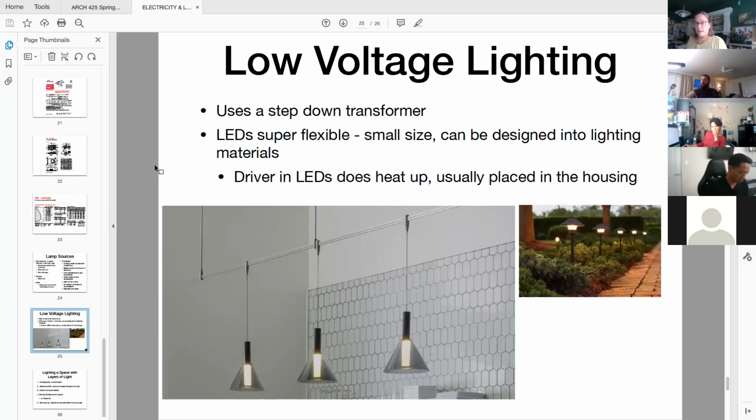Almost all exterior lighting is going to be low voltage. And low voltage lighting requires a step down transformer to step down the line voltage power that's coming into our buildings, 120 or 277, and steps it down to 12 volts. The advantage is the amps are so much lower, it's not nearly as dangerous.